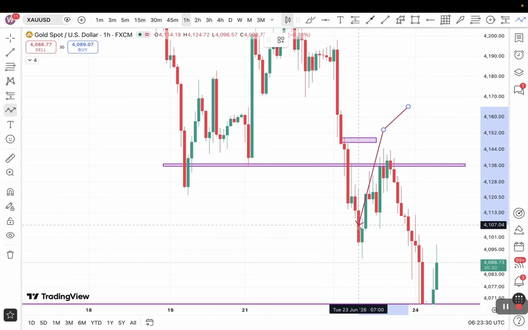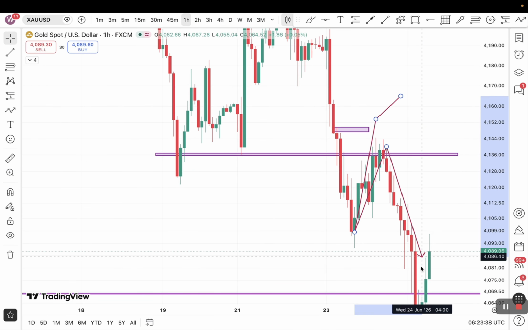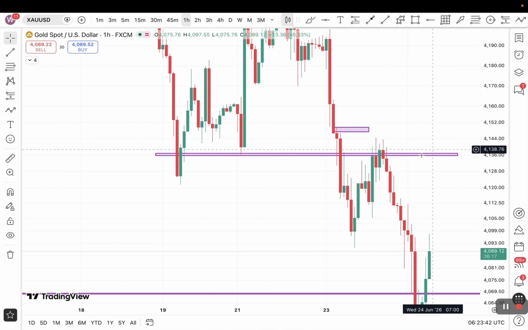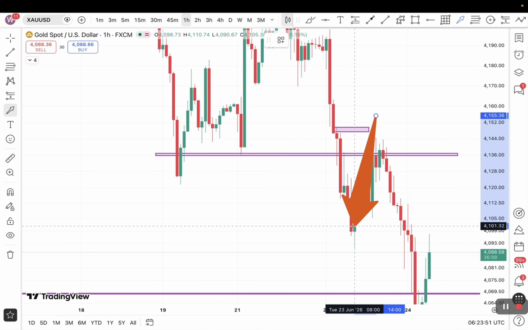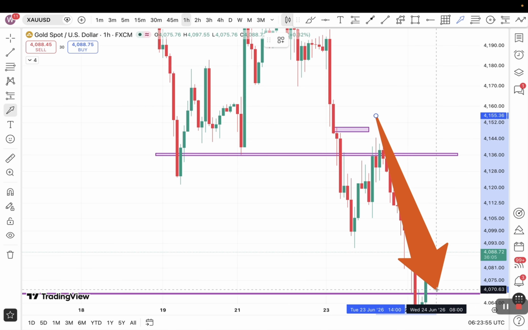The market now does what? It drops drastically and retests. After the market comes to retest, it drops drastically. But I will show you very well on the lower time frame. You can see the market first drops from this level down to here. The market now comes to retest again and drops drastically.